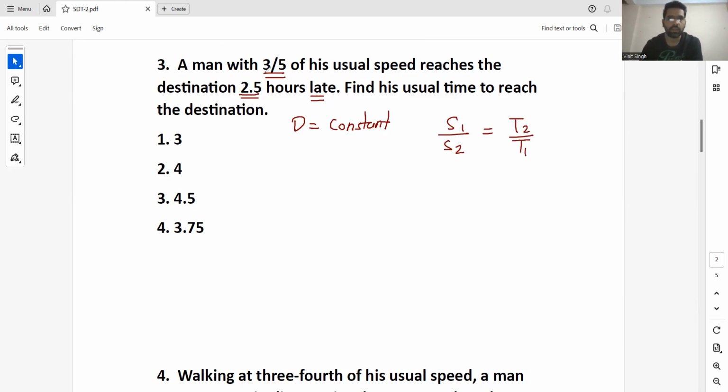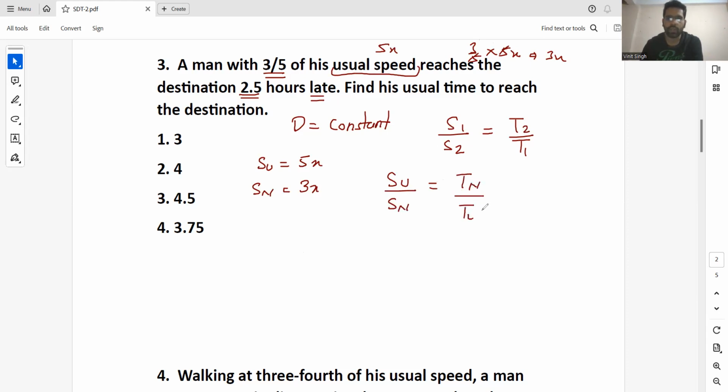A man with 3 by 5 of his usual speed. Now we will take usual speed as 5x. Then 3 by 5 into 5x becomes 3x. So we will take it in the form of x. So S usual upon S new is equal to T new upon T usual. Speed usual, time usual, speed new, time new. They are inversely proportional to each other.